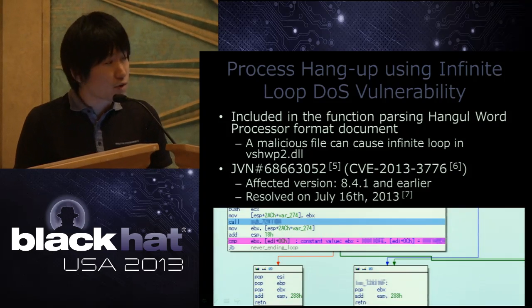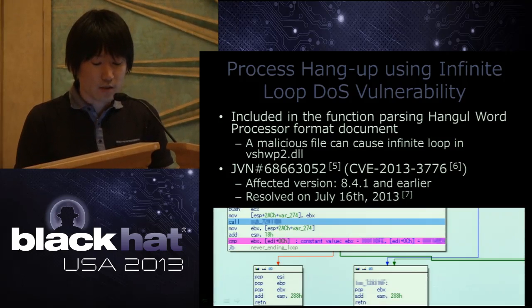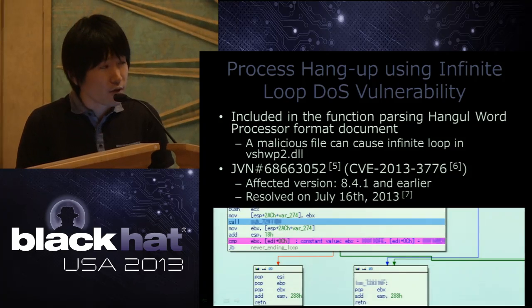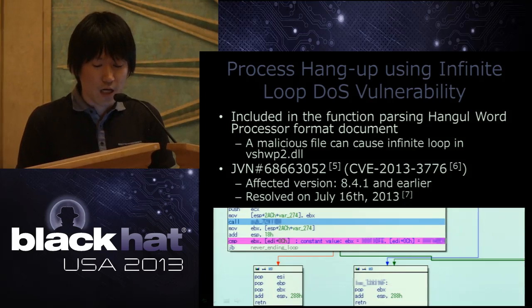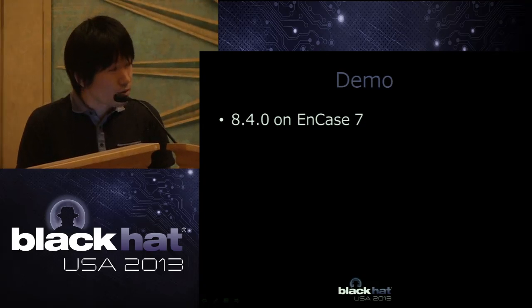The first example is process hang-up. The vulnerability is included in the function parsing Hangul word processor format documents. Using the bug, a malicious file can cause an infinite loop in a specific DLL routine. The vulnerability affected all versions, but Oracle released the fix two weeks ago. So I hope all software vendors embedding Outside In will update as soon as possible. I show the demo on EnCase 7.